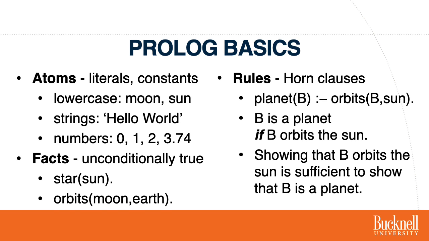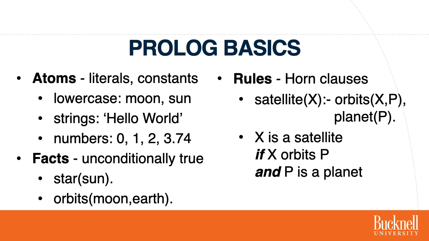Prolog also has rules. Rules are formally known in logic as Horn clauses. An example of a rule is planet(B) :- orbits(B, sun). That's the Prolog syntax. This is read as B is a planet if B orbits the sun. Or alternatively, it can be read as showing that B orbits the sun is sufficient to show that B is a planet. Rules can be more complicated. We can use a comma to indicate and. So we can have X as a satellite if X orbits P and P is a planet.